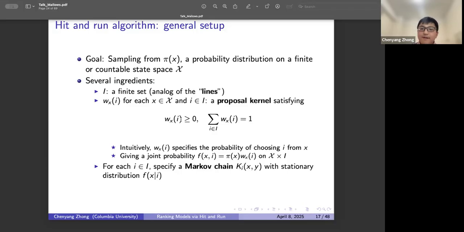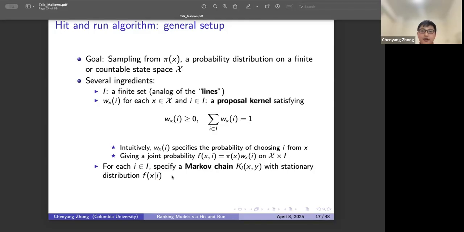Okay, and once we have fixed this proposal kernel, we can obtain a joint probability distribution in this form. Since pi(x) is our target distribution that we want to sample from, we just multiply the target by the proposal kernel. This involves both x and i, and it can be checked that it's a probability measure on the product space of X times I. So this is a joint distribution, and since we have already jumped from x to i, we can compute the conditional distribution of x given i, given the current line i.